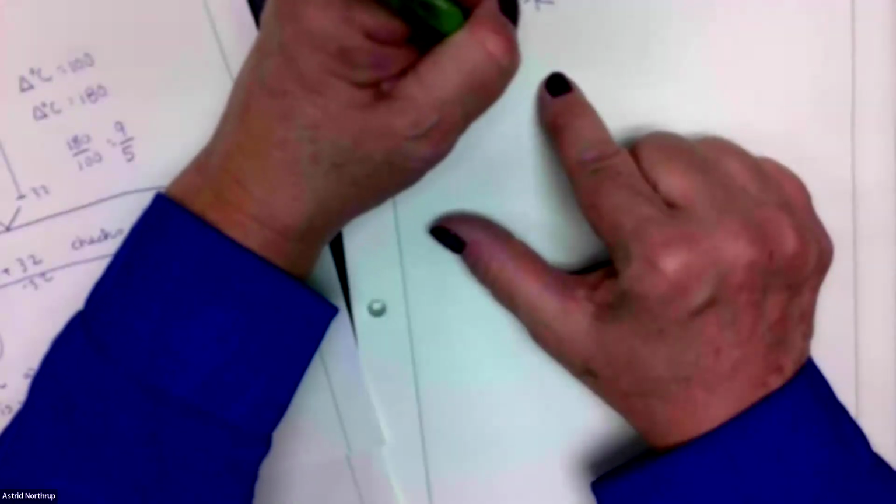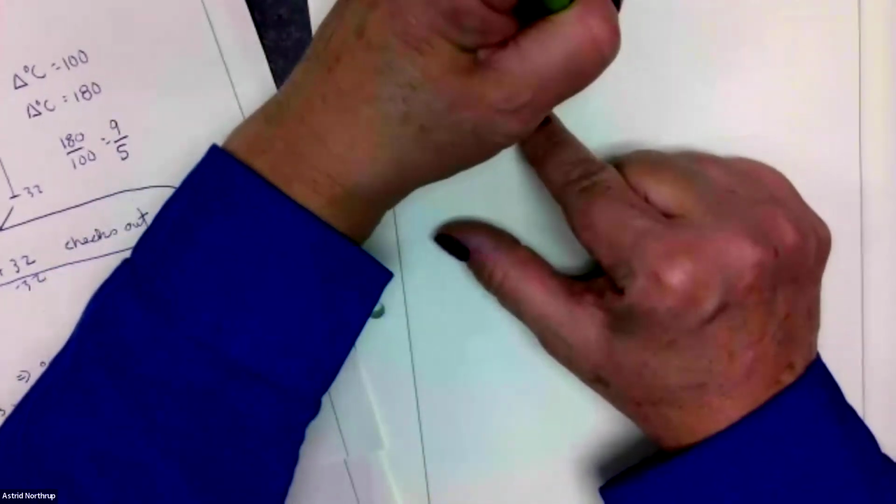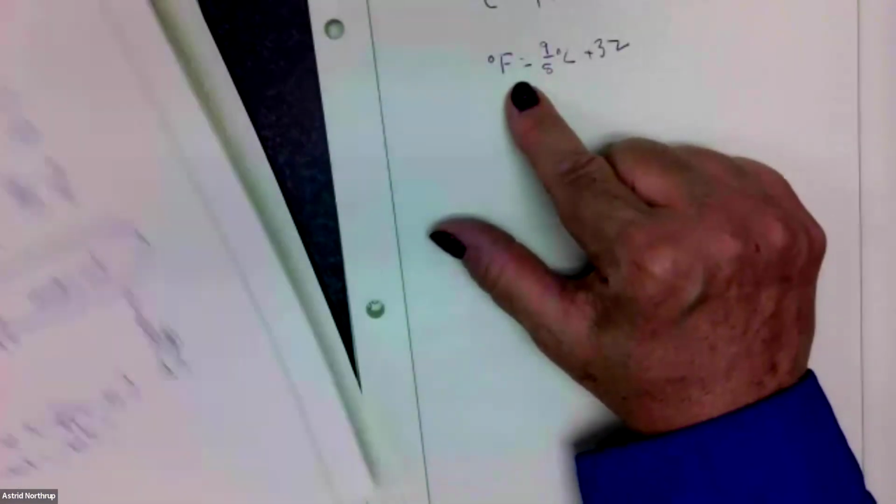Let's say degrees Fahrenheit equals 9/5 degrees C plus 32. And then we further know that Rankine to Fahrenheit has a difference of 459.